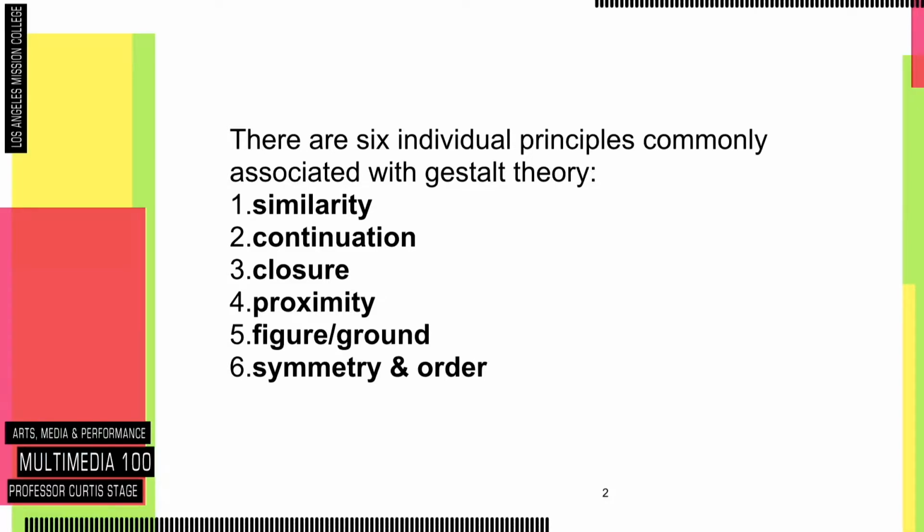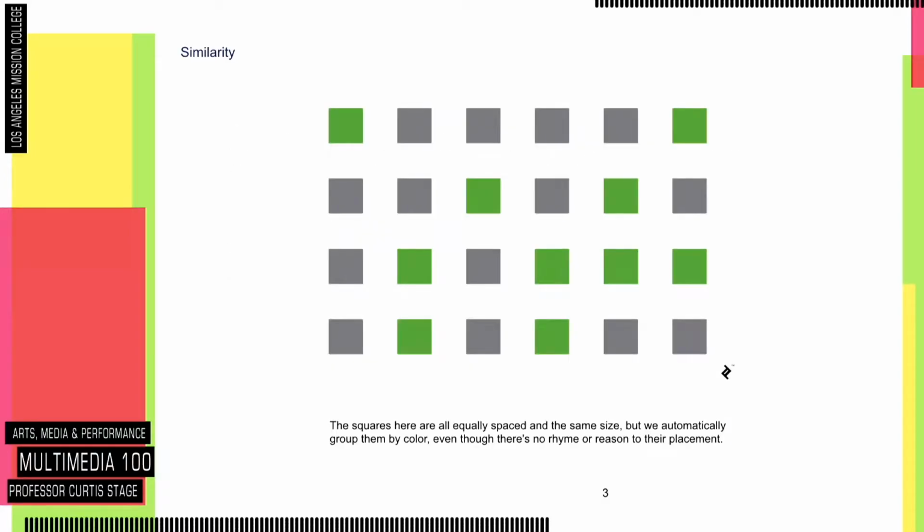So the 6 individual principles are similarity, continuation, closure, proximity, figure ground, and then symmetry and order. Now, symmetry is part of our principles and elements of design, and figure ground kind of is as well. You're going to see how they look a little differently when we talk about them in Gestalt theory. And mostly, we're going to look at a lot of logo design within this as well. So, similarity. Let's start with that one.